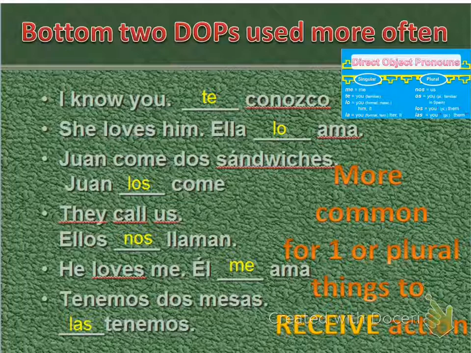They call us. Who's receiving the call? We are. So you go to the us box, the we box, and you replace it. That's the direct object pronoun that you replace us with. He loves me. Who's being loved? I am. So then I want to show you a couple of examples where we use the top 3. Normally the top 3, I, you, us, are not receiving the action. It's normally one thing, object or person, or plural things or people that are receiving the action. Okay? So it's more common for something singular, something plural to receive the action, but we can have people as well.